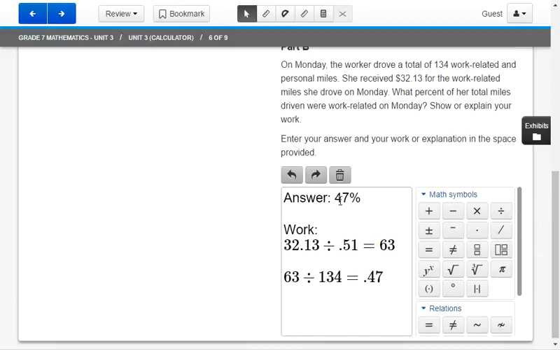So our answer was 47%, and the work that we did was we took the 32.13 and we divided it by 0.51 from Part A. We then got 63 work-related miles. Then to find what percent of 134 the work-related miles were, we divided 63, or the number of work-related miles she drove, by 134 and got 0.47, or 47%.